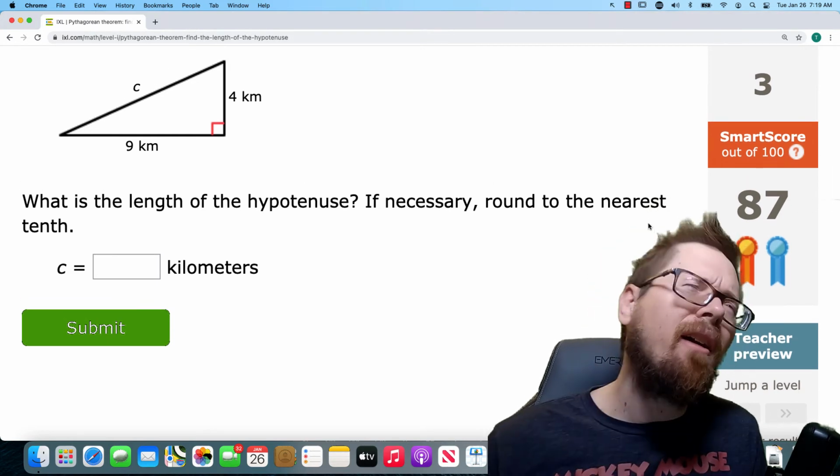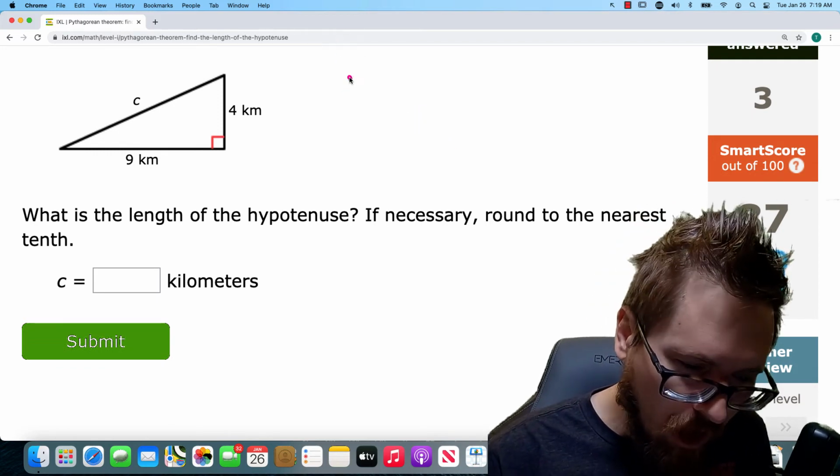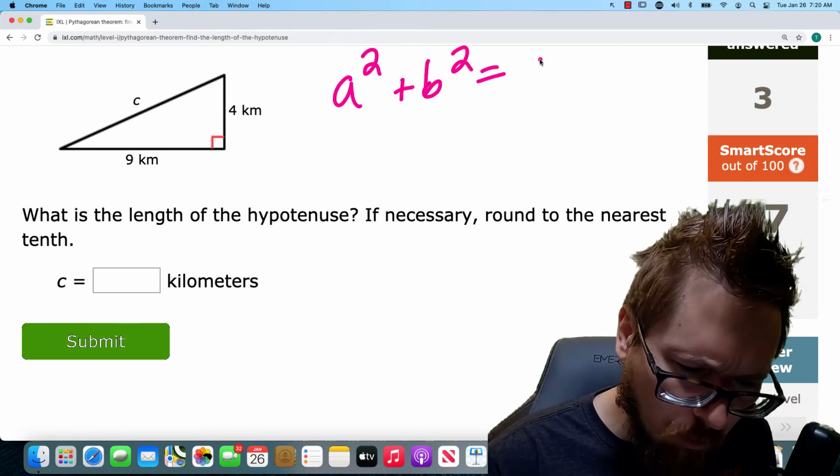All right, guys, so that's that for today. Well, I don't know. Let's do one more. Come on, why not? Okay, here we go. We have a squared, because it's so much fun, plus b squared equals c squared.